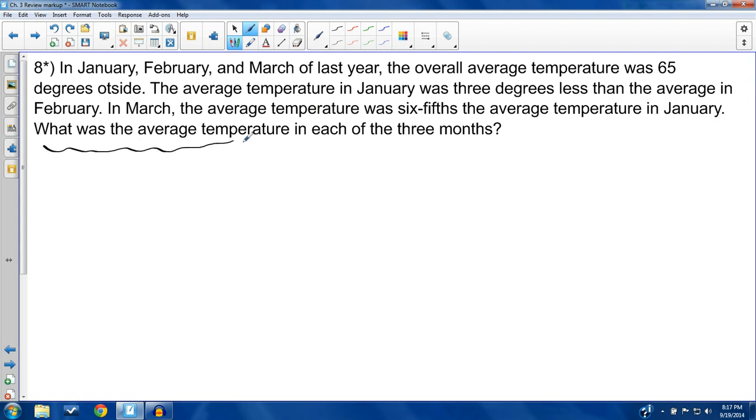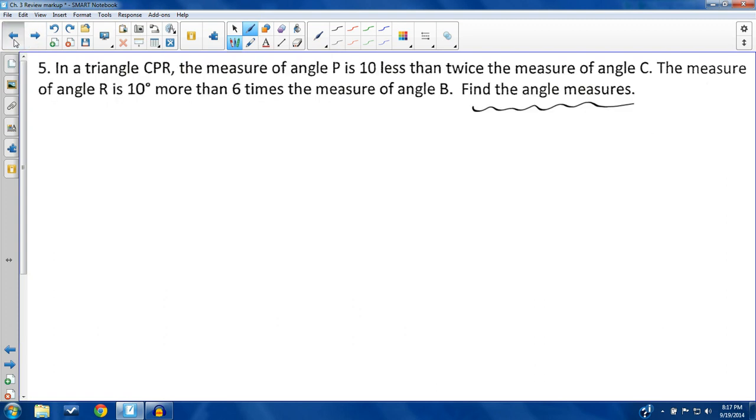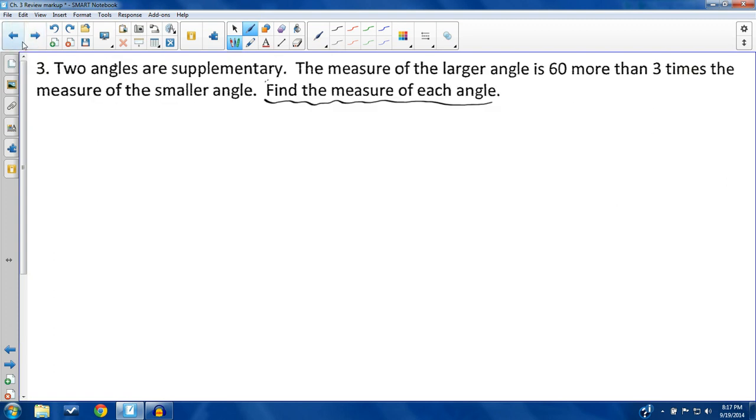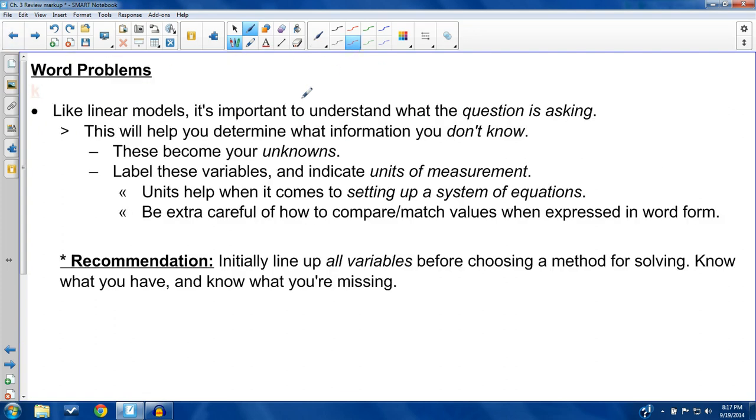What was the average temperature in each of the 3 months? I actually like this word problem the most because it's kind of more real life stuff. But you look at those questions and you identify, these are the things that we don't know. These are the things that are called unknowns. They are our unknowns. These are the things that we have as our variables. Label these variables. I want to define them as something and say, okay, they tell us information in the clue. They say, blah, blah, blah, and we use those variables to create equations.